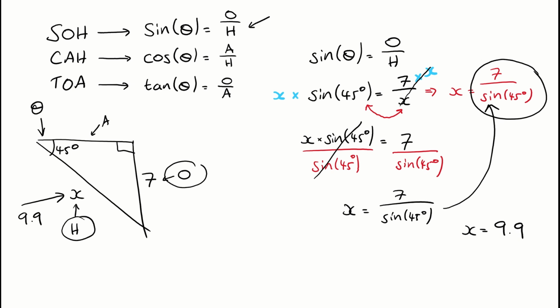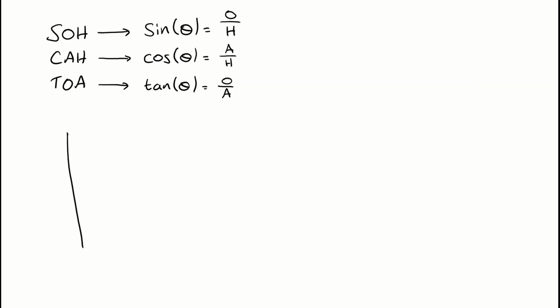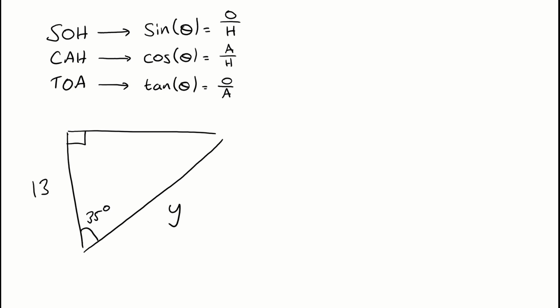Let's do another one. So we'll erase this again. So we can have a right angle triangle now, which looks something like this. And we've got our right angle up here at the top. And this can be 35 degrees, again not to scale. And this side can be 13 and this side can be y.